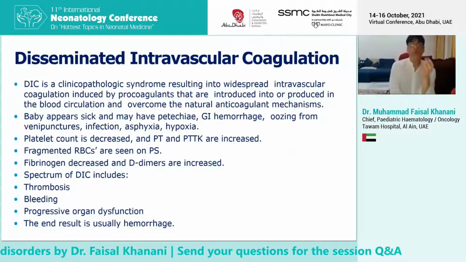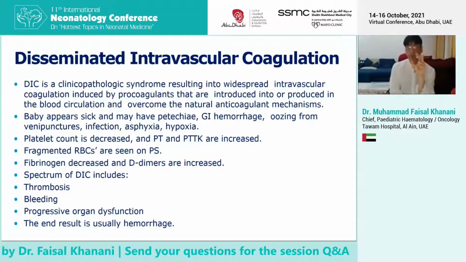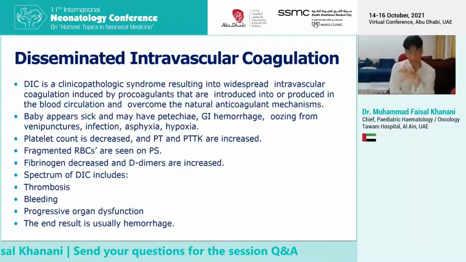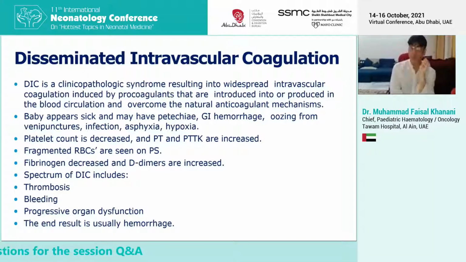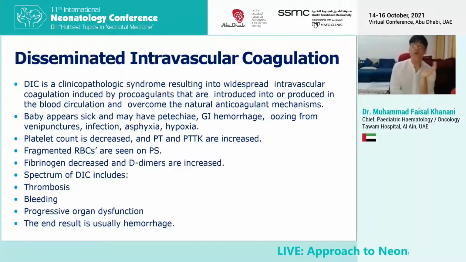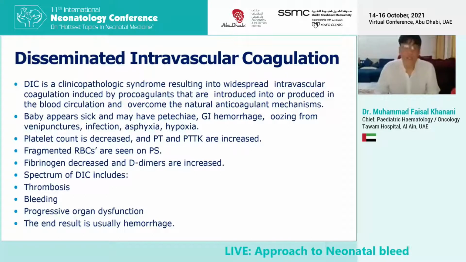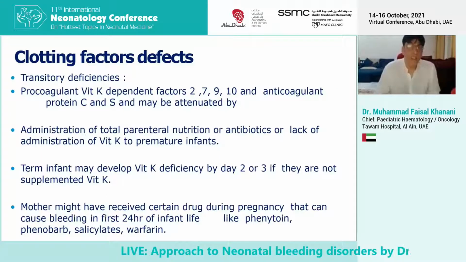As we spoke, DIC is a clinicopathological syndrome with widespread intravascular coagulation, and the baby appears very sick with petechiae, GI hemorrhage, and oozing from puncture sites. You need to cover with FFP, platelets, and red blood cells, as we explained, and you see fragmented RBCs. It leads to progressive organ dysfunction, so we need to act very fast. The end result will be severe hemorrhage.